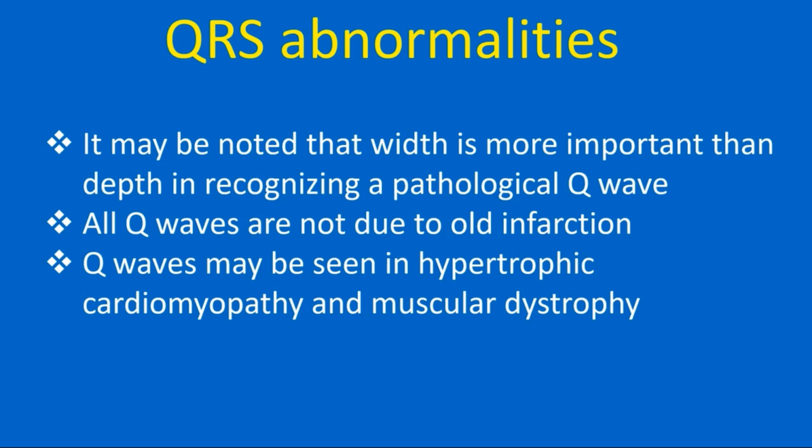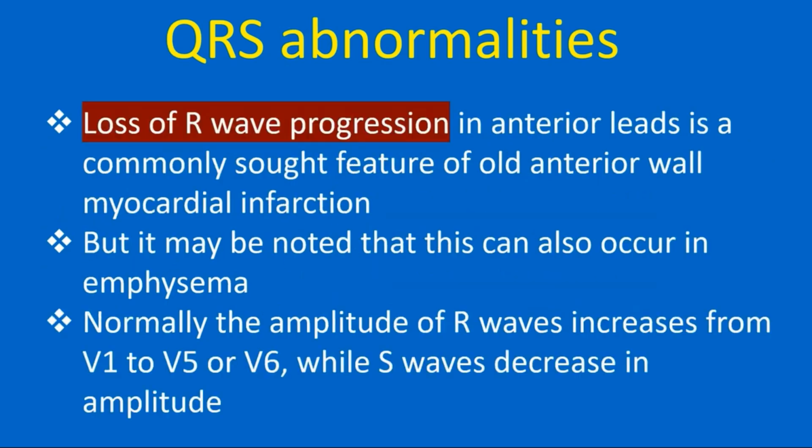All Q waves are not due to old infarction. Q waves may be seen in hypertrophic cardiomyopathy and muscular dystrophy. Loss of R wave progression in anterior leads is a commonly sought feature of old anterior myocardial infarction, but it may be noted that this can also occur in emphysema. Normally, the amplitude of R wave increases from V1 to V5 or V6, while S wave decreases in amplitude.